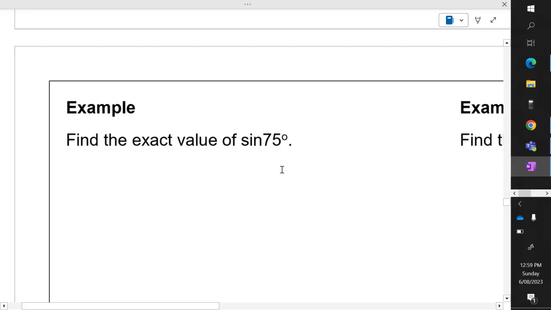Now, in order to do that, we want to think of, well, how can we make 75 degrees out of angles that we already know exact values of? And that would be sine of 45 plus 30 degrees, because 45 and 30 is 75. Now this is basically looking at the rule of sine of A plus B. So we need to go and grab that one off our formula sheet.